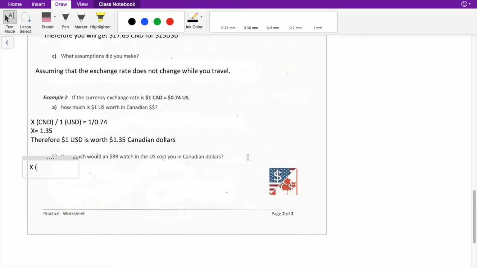So let's write x, C, and D, and its partner is the $89, and that is the US money. So my second part of this is going to be the exchange rate. The exchange rate again is 1, because we're putting Canadian on top, and 0.74 with the American on the bottom.